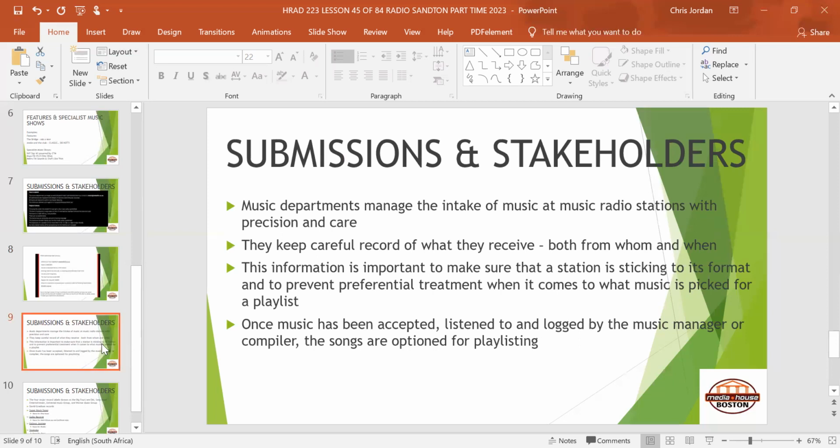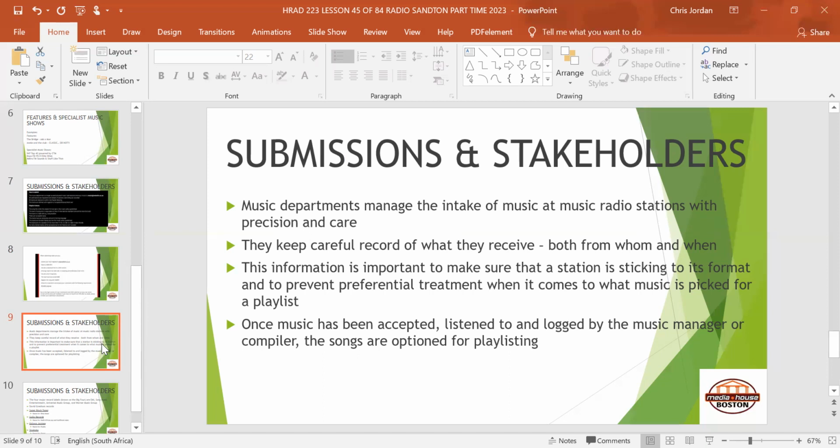In the second last slide there, music departments manage the intake of music at music radio stations with precision and care, right? So it is a full-time job. It's not a job that someone shares with another responsibility. We have a music compiler for a station, and that is for a commercial station. It keeps him busy the whole day, the whole week, the whole year.